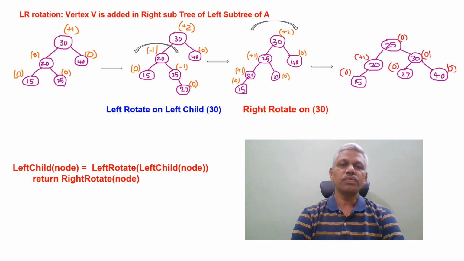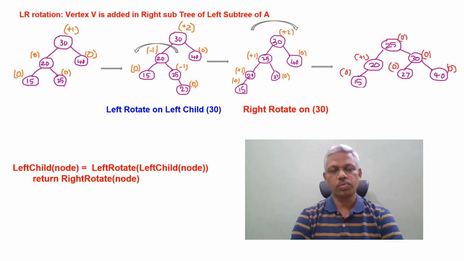In the previous lecture, I directly gave the answer: 25 has to be pushed up, 30 should be the right subtree, and 20 should be the left subtree of that. Like this we have given the solution. Now that can actually be achieved as a combination of two rotations. One is left rotate on vertex 20 and then right rotate on vertex 30.